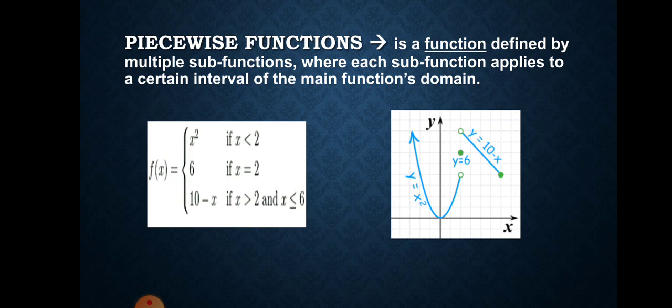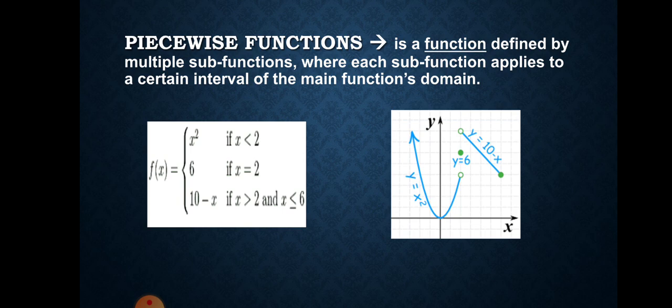Punta naman po tayo sa function na 10 minus x. Sabing ganon, if x is greater than 2 and x is less than or equal to 6. Please do remember na kapag may equal sign ang ilalim ng greater than or less than, yan po ay shadowed hole. Kapag wala naman po, yan po ay open hole. So, ibig sabihin po, ang atin pong x na greater than 2, makikita po natin yung graph na y is equal to 10 minus x.